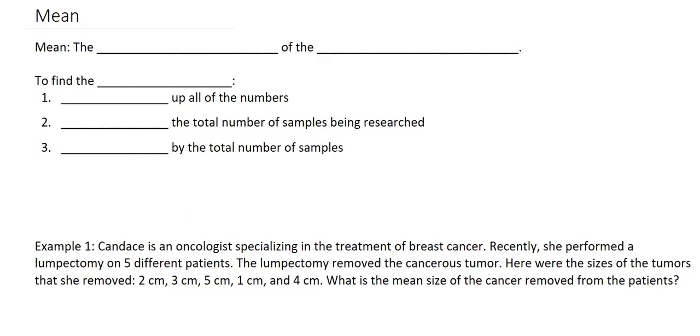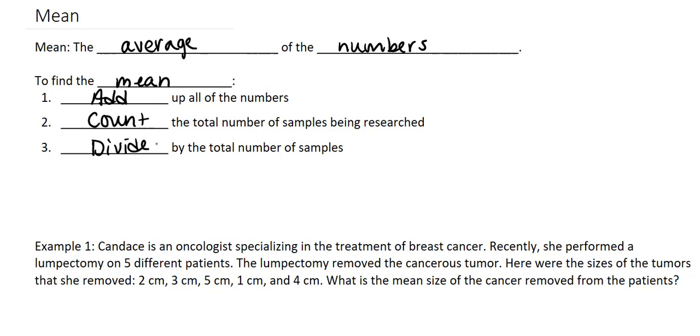mean. So the mean is the average of the numbers. So how do we find the mean? Right, so we're going to add up all the numbers, and then we're going to count the total number of samples being researched, and then we're going to divide by the total number of samples.